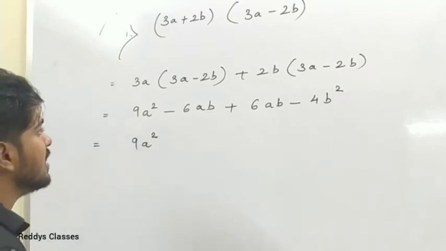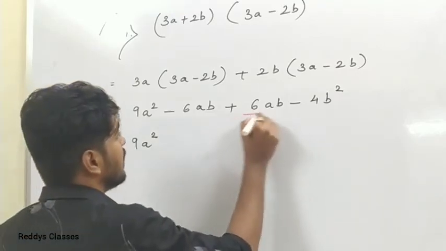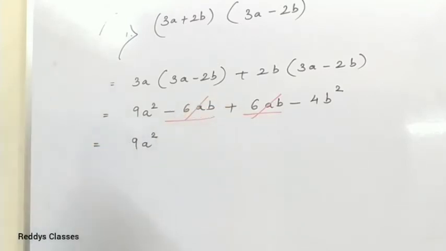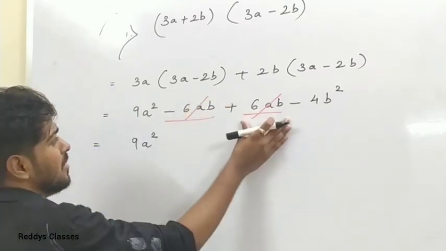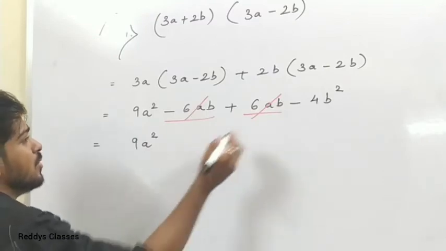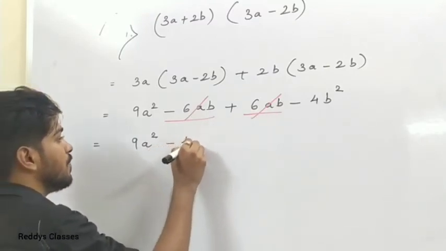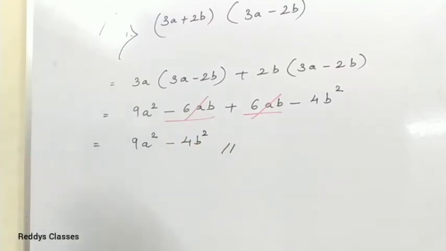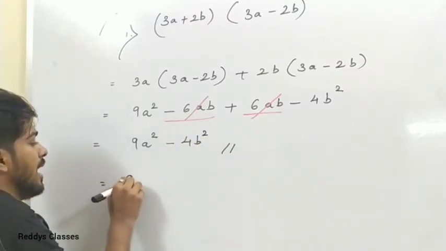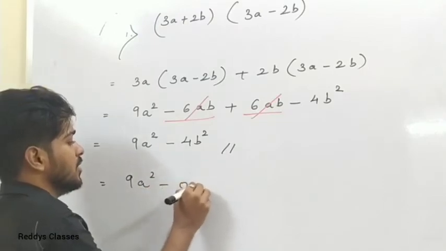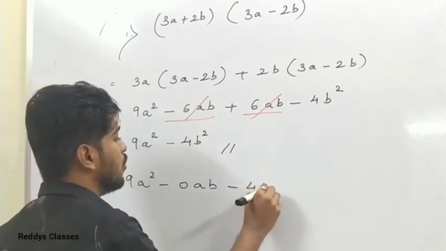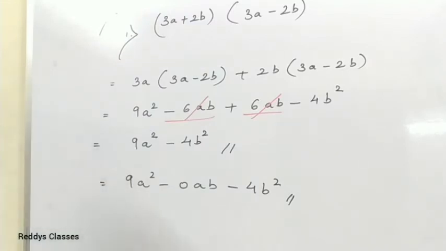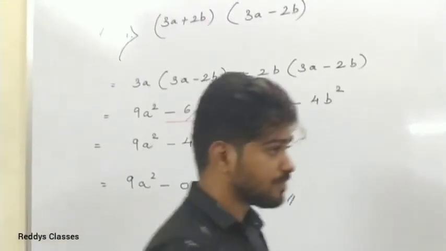Now you can see here we have plus 6ab and minus 6ab. It gets cut. So plus minus is minus, 6ab minus 6ab is what? 0. We have 4b square. That's it. Okay, we can write this like this, or 9a square minus 0ab minus 4b square. From these two equations you can write any one of them. So let us see the next question here.